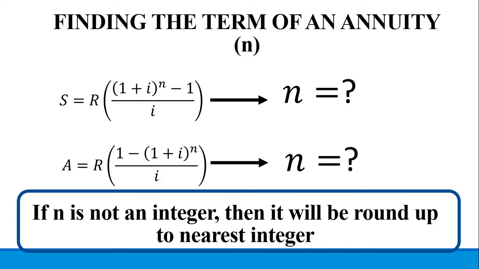Next, finding the term of annuity, n. There are still two equations, future and present, but the difference is either you want to find the R, you just move this one to the left side, or you want to find the n, you need to move one by one until you get the n equal to what.